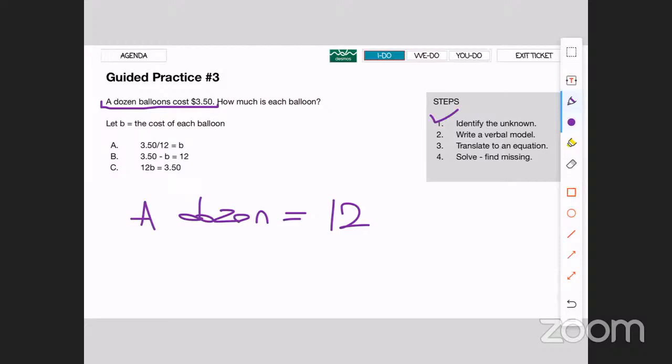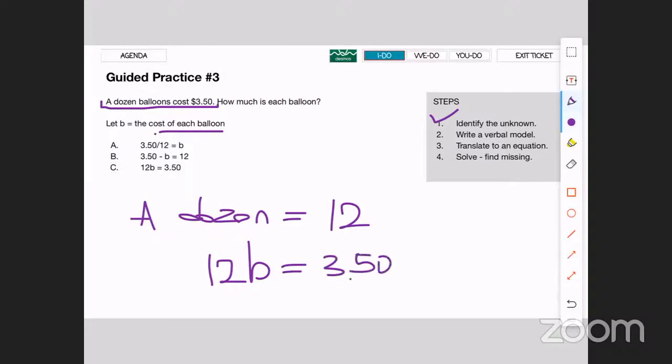So they already said that B is the cost of each balloon. So let's say the cost of each balloon is B. To find out the cost of 12 pieces, you just need to multiply it by 12, or add B to itself 12 times. So it's the same thing as 12B. And in total it costs $3.50.